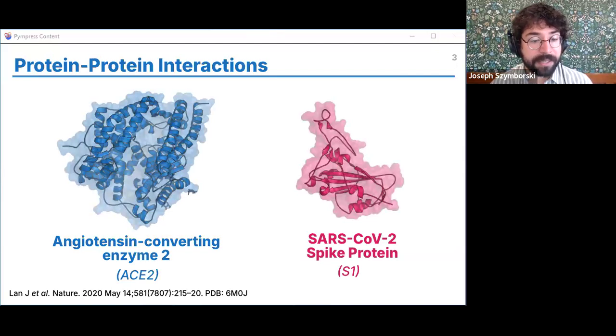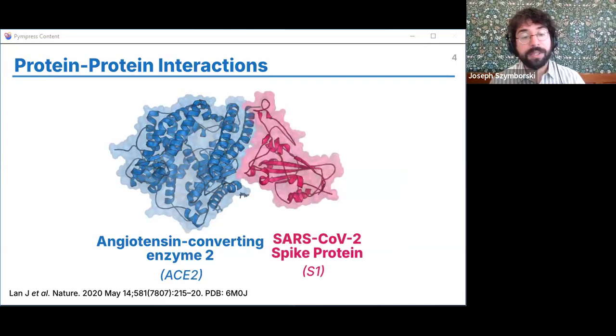So let's begin by considering two proteins. Here we have ACE2, a protein expressed at the membrane of human cells, which, among other things, helps regulate blood pressure. The second is a spike protein from the SARS-CoV-2 virus that's the cause of COVID-19. When the SARS-CoV-2 spike protein interacts with ACE2, it triggers a cascade of reactions, which allows for the SARS-CoV-2 virus to enter human cells. This is an example of a protein-protein interaction, or a PPI.